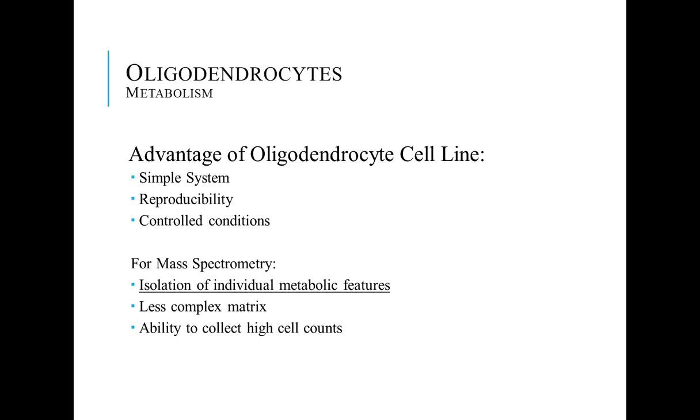Looking at just a singular cell also has a less complex matrix, which is good for mass spectrometry. And using a cell line, you have the ability to collect high cell counts, as opposed to primary cells, which are a bit harder to culture and to get going. For mass spectrometry, you need a lot of cells, and so the cell line approach in this case is very useful.